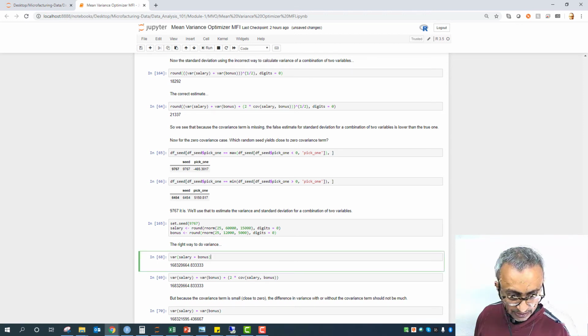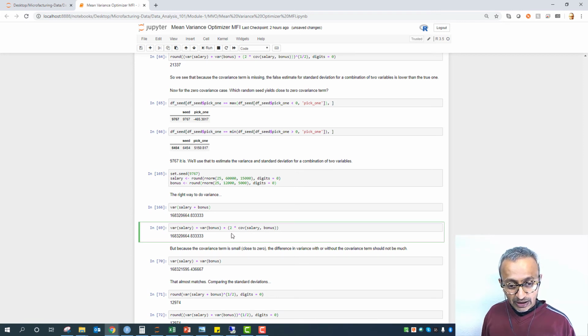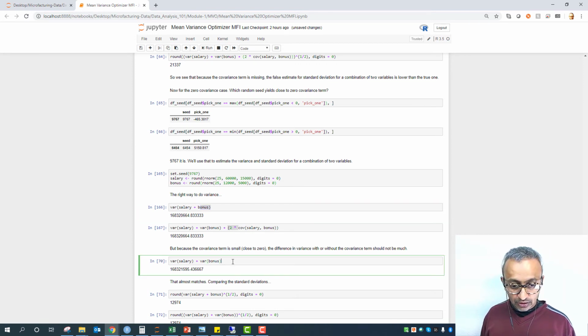Now we combine salary and bonus. The most important thing is that we are talking about variance here, because that's where the covariance term matters. When we do salary plus bonus, that's the right way to do it. And when we do it in expanded form, even including the covariance term, which we know doesn't exist, we see it's pretty close. And this is because this is the expanded form of this, so it has to be exact. But when we do it individually, salary and bonus, without the covariance term, it still is very close to that because the covariance term is close to 0.